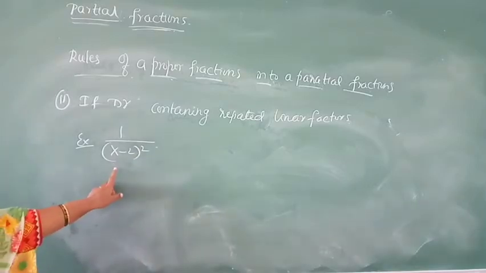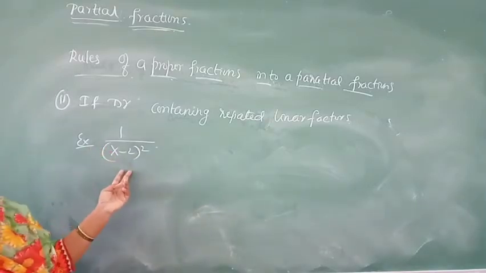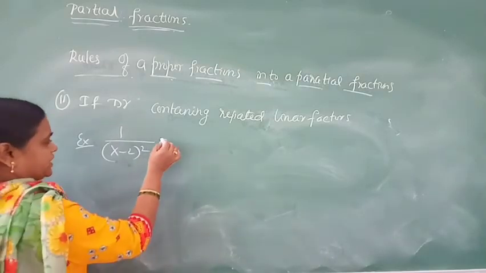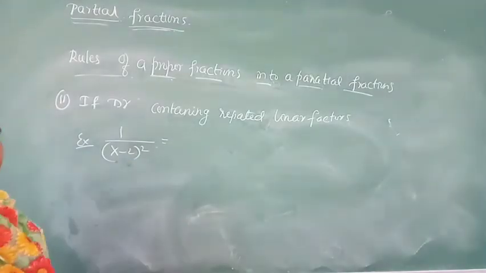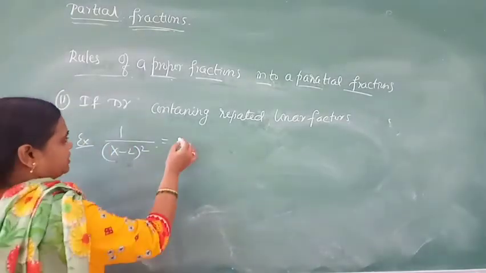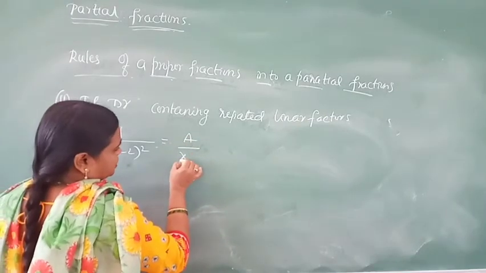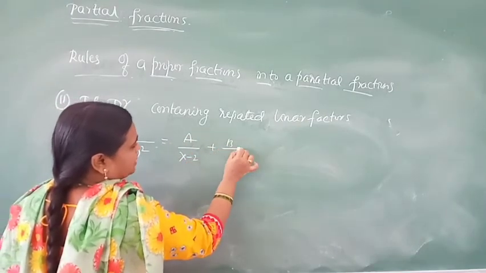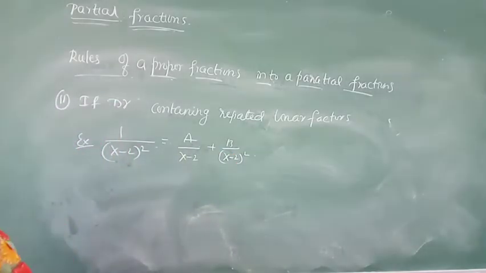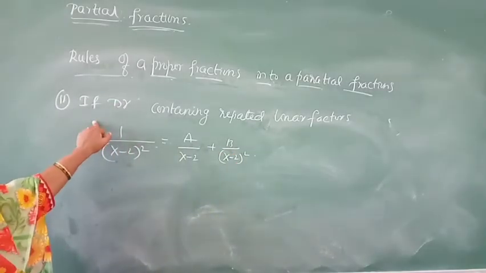See, how many roots exist here? 2 roots, but those 2 roots are similar. Repeated roots exist. In this case, we write 2 constants, and this can be written as a divided by (x minus 2) plus b by (x minus 2) square. This is the rule or condition if roots are repeated.